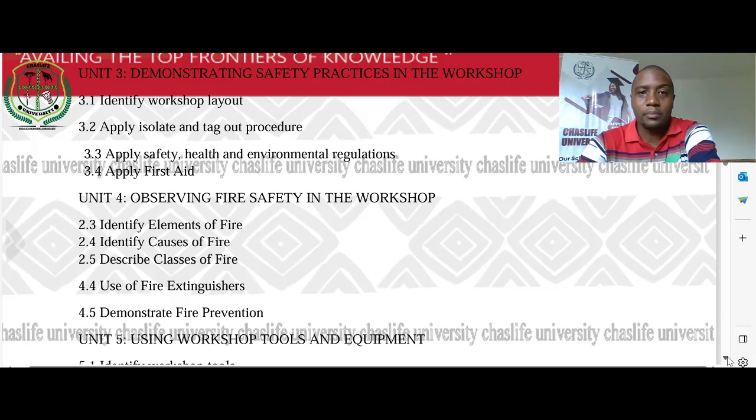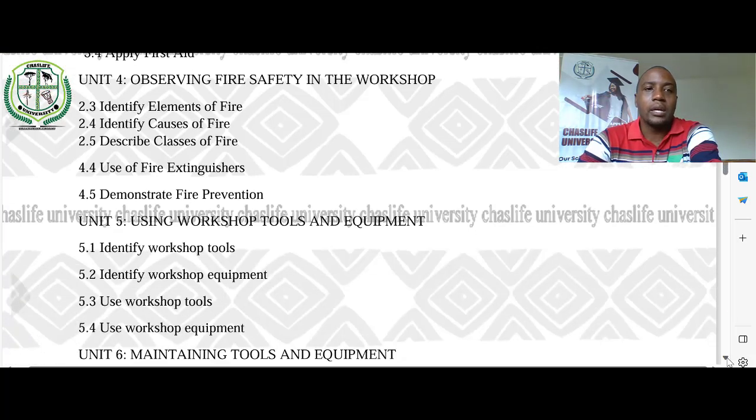How do we use them? We have a fire. Most people don't know how to do these things. So we have to be well equipped for us to run a workshop. Okay, and then we're also going to have demonstrations on fire prevention as well.